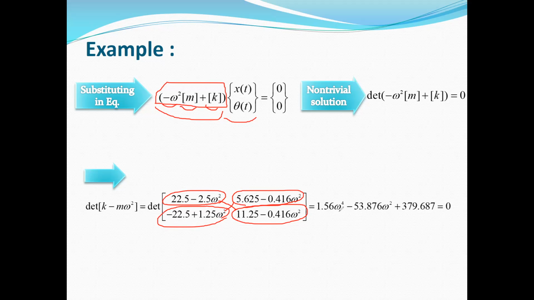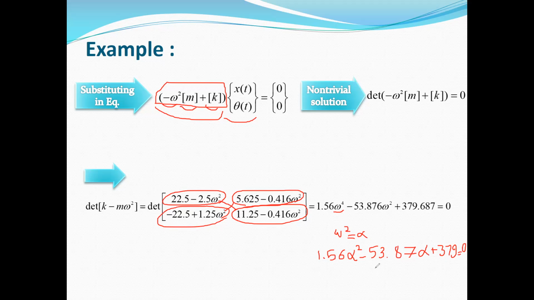Here you can see we have an algebraic equation of order 4. As I told you, if you substitute omega squared equal to, for example, alpha, we can extract an algebraic equation of order 2. It will be 1.56 multiplied by alpha squared, minus 53.87 times alpha, plus 379, which must be equal to 0.